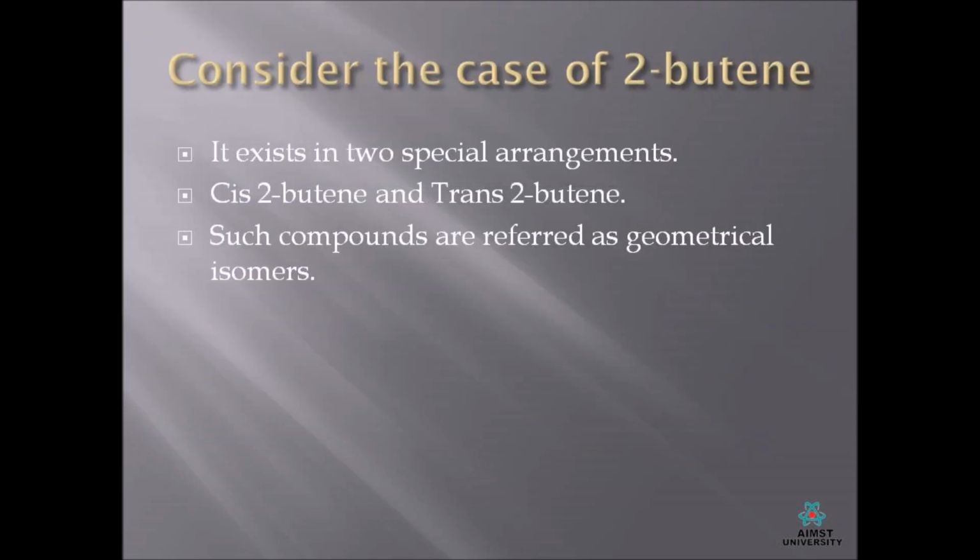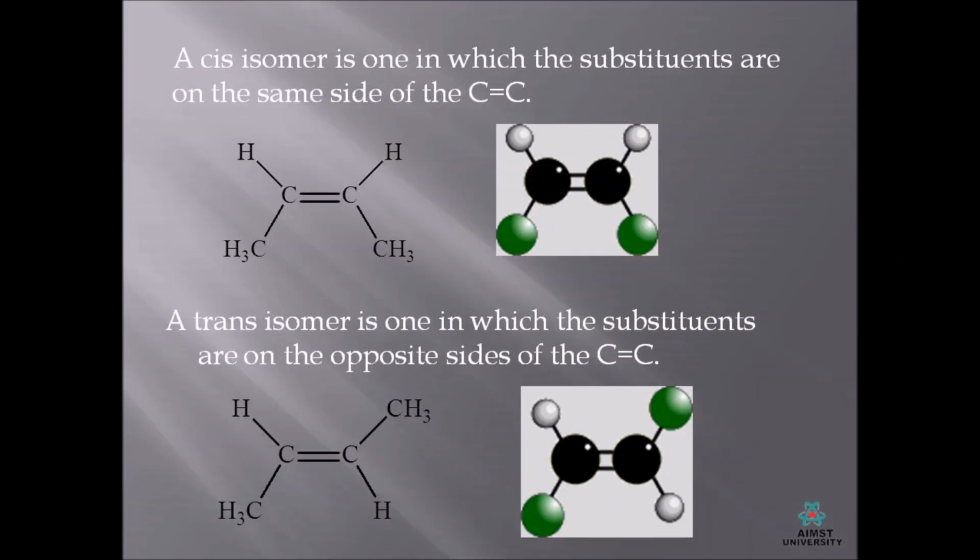When we consider the example of 2-butene, it exists in two spatial arrangements, cis-2-butene and trans-2-butene. Such compounds are referred to as geometrical isomers. A cis isomer is the one in which the substituents are on the same side of the carbon-carbon double bond. Here you can see two methyl groups are on one side and two hydrogen atoms on the other side.